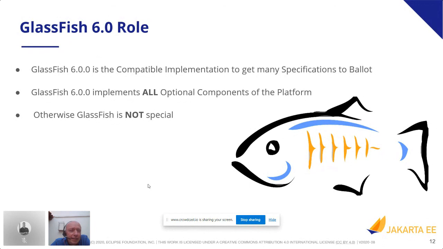Jakarta security. Many of these specifications use GlassFish as the initial compatible implementation, so they can get proof, as I said from the previous slide, that the TCK they've created can be tested and can be run in a real implementation. That's a key bit of the Jakarta process, that you can prove that the specification you've created and the TCKs you've tested actually work against a real thing. So GlassFish is that real thing we're using today. So as I said, GlassFish implements all the optional components, but otherwise it isn't special. It's not the normative implementation, as it was previously.